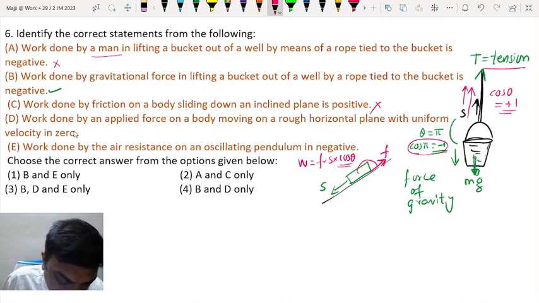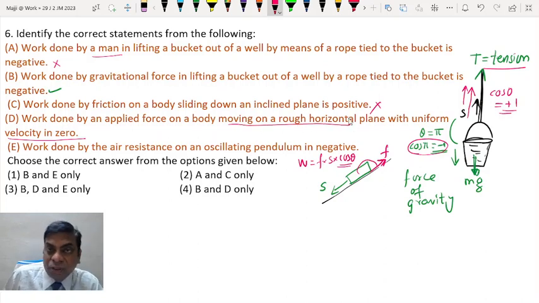Then D. Work done by applied force on a body moving on a rough horizontal plane with uniform velocity is 0. And this is also wrong, students, because if the body is moving with uniform velocity, there is no gain in kinetic energy, absolutely. But since it is moving on a rough horizontal surface, work has to be done against friction. Otherwise, what will happen? Friction will stop the block sooner or later.